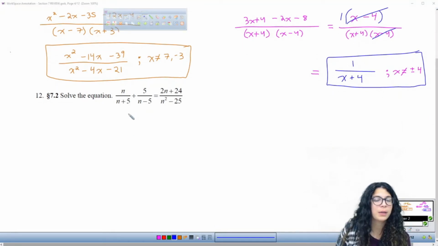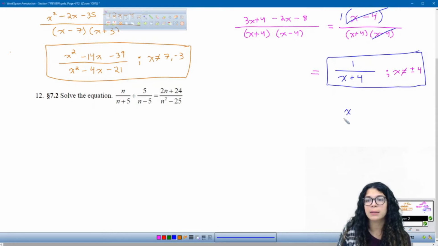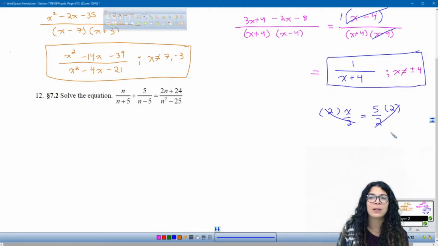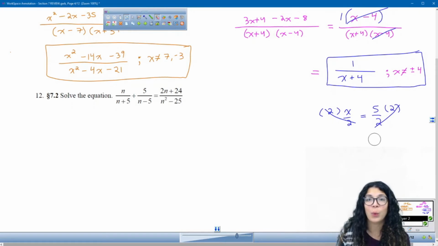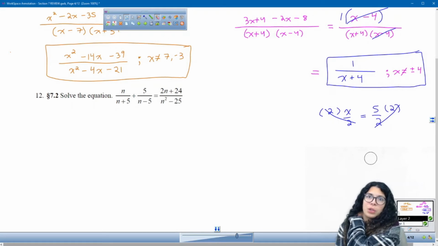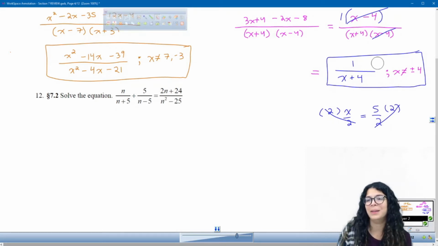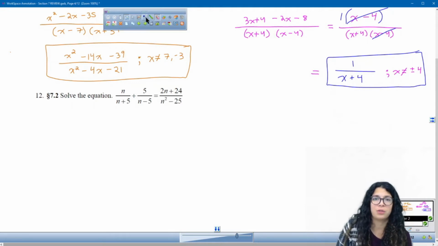So on number 12, we're solving this equation, and remember the strategy that we can use for solving equations, as long as all of the denominators are the same. So let's say you had x over 2 equal to 5 over 2, right? If the denominator is the same, then you can multiply that denominator, whatever it is, on both sides and cancel it on every single fraction. So that is only possible if you have an equation, that way you can multiply that denominator to both sides, and all of the terms in the equation have that common denominator. So we're going to use that strategy.